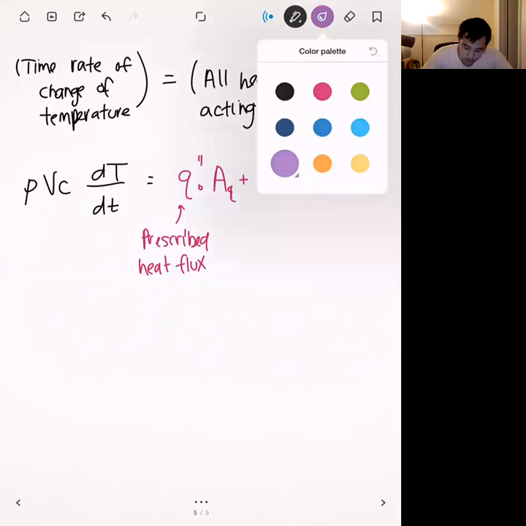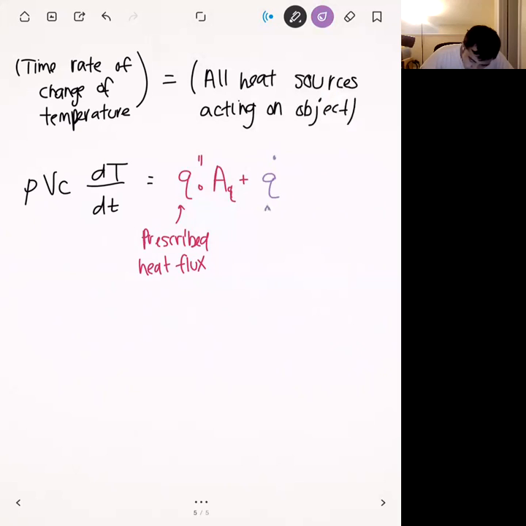Okay, next we have our thermal generation term. Thermal generation, remember, represents the amount of heat that the object is producing per unit volume. Since the units for Q dot are usually watts over meters cubed, in order to convert it to a heat transfer rate, we have to multiply this by the volume. So heat flux we multiply by area, thermal generation we multiply by volume, and the last thing we have is Q convection.